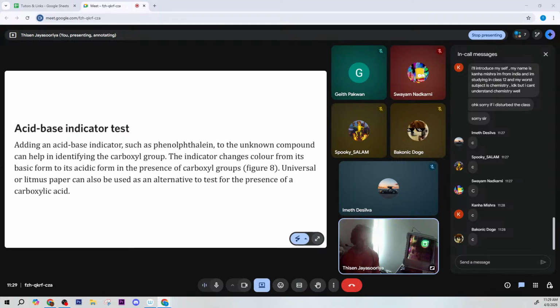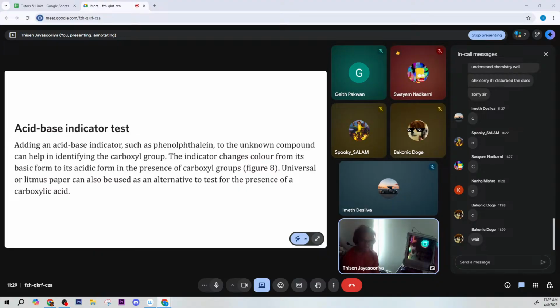So does that make sense for everyone? This is a pretty straightforward one. You just dip a piece of litmus paper in, see if it turns red, and that tells you if a carboxylic acid is present. Anyone else?